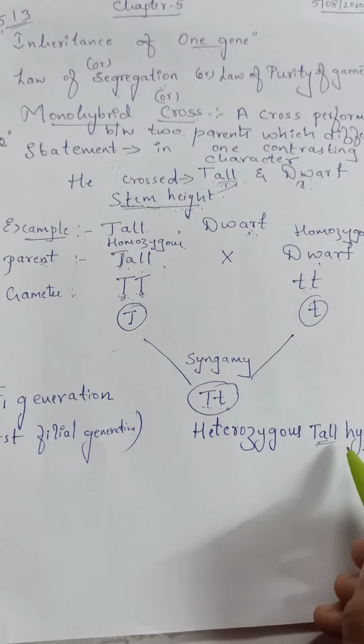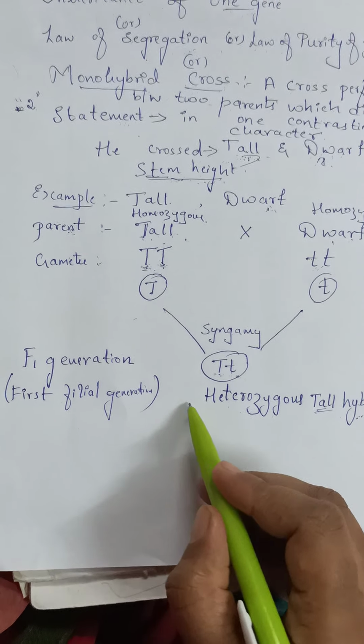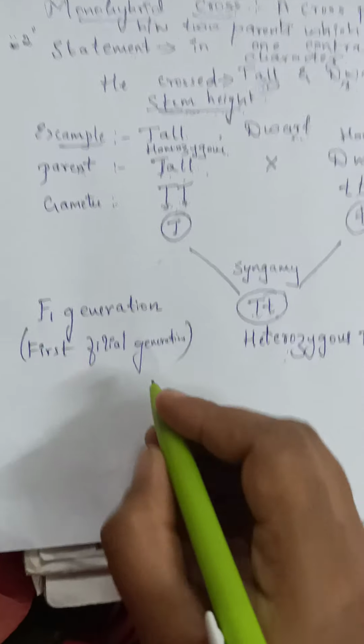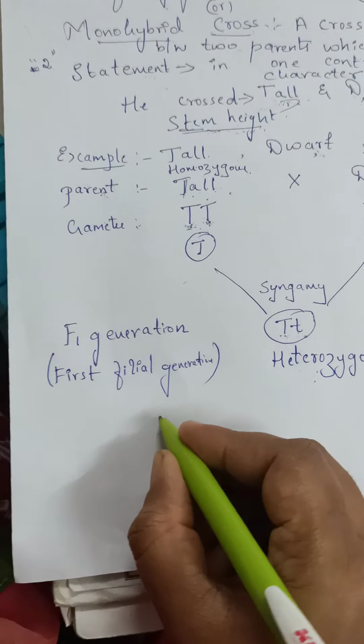That means we take the parents, then write the gametes, then after fertilization the F1 generation, capital T and small t. Then the next step is F1 selfing. F1 selfing is nothing but F1 into F1. F1 is capital T and small t, and that should be crossed with F1 capital T and small t.